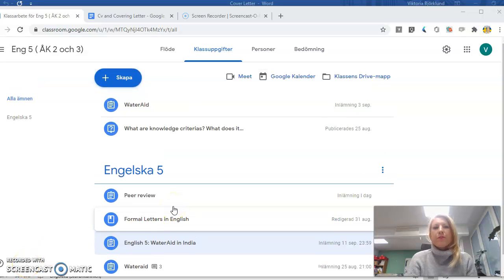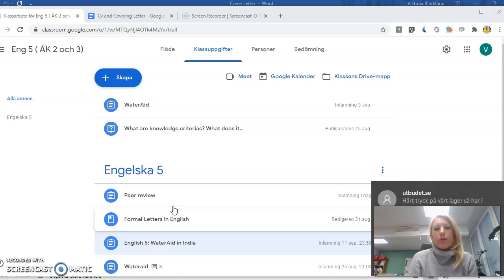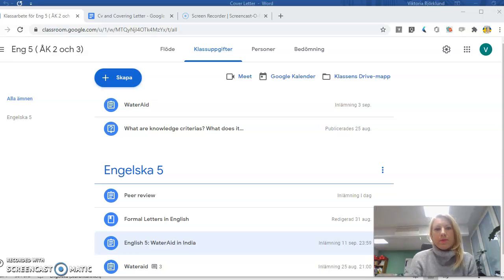Good morning, everyone. I'm going to repeat a little bit what we're going to work with during this week. So first, I enter Classroom and I click on Klassuppgifter.